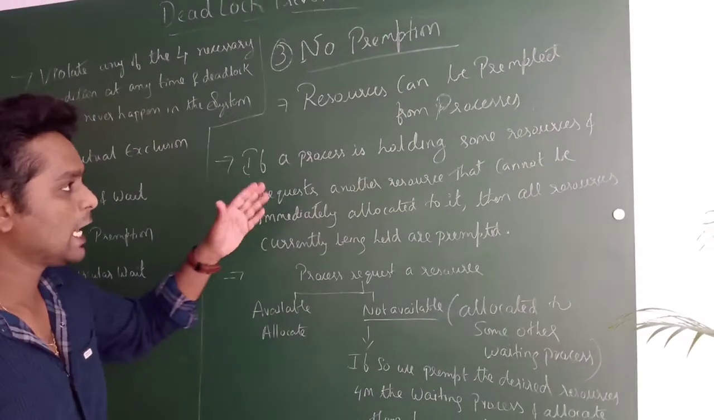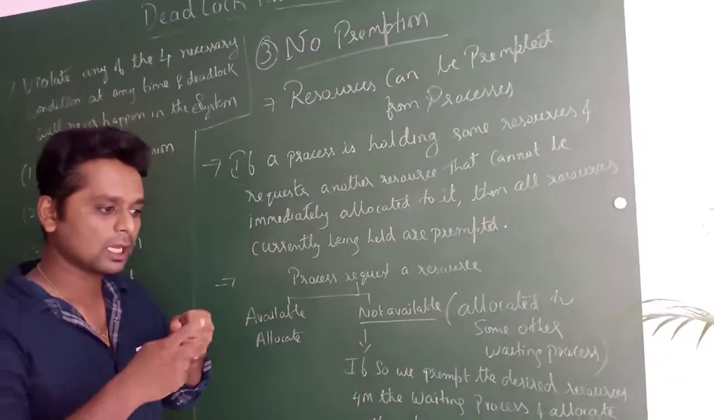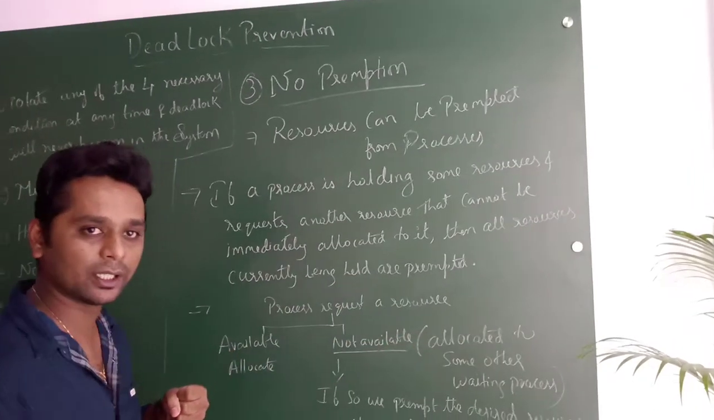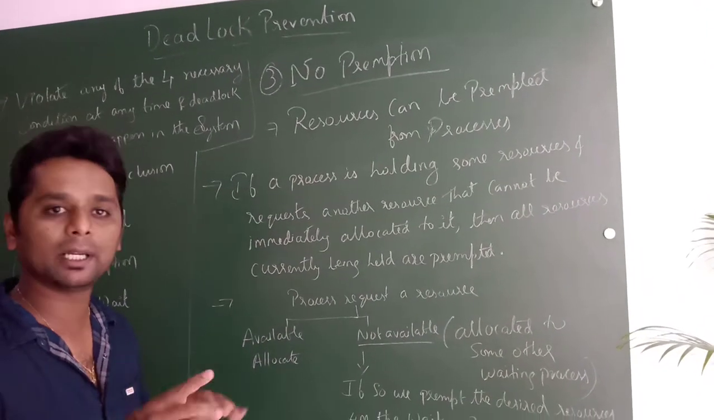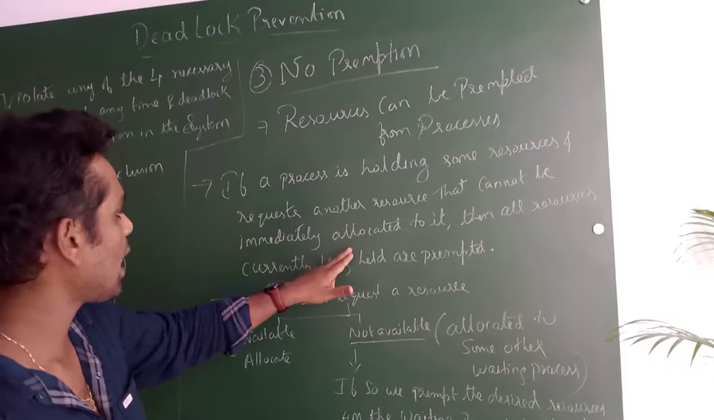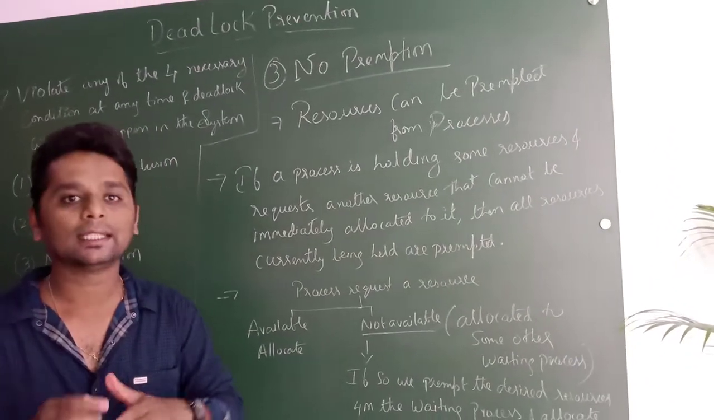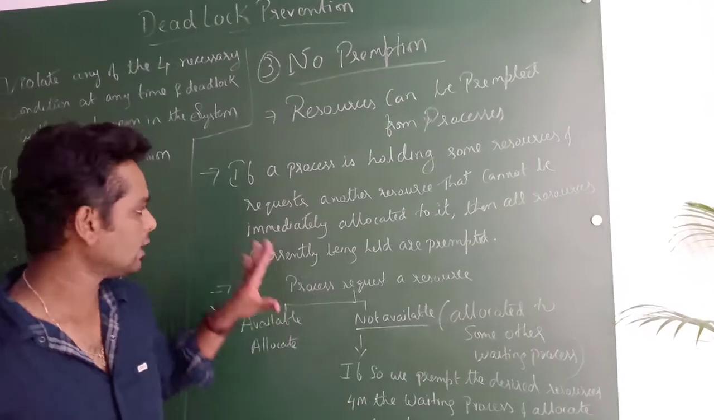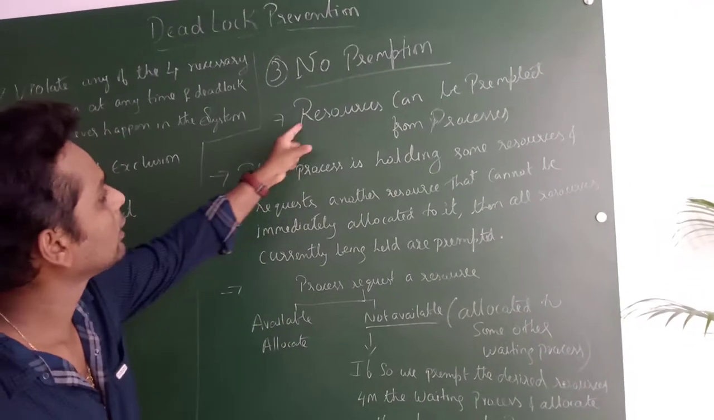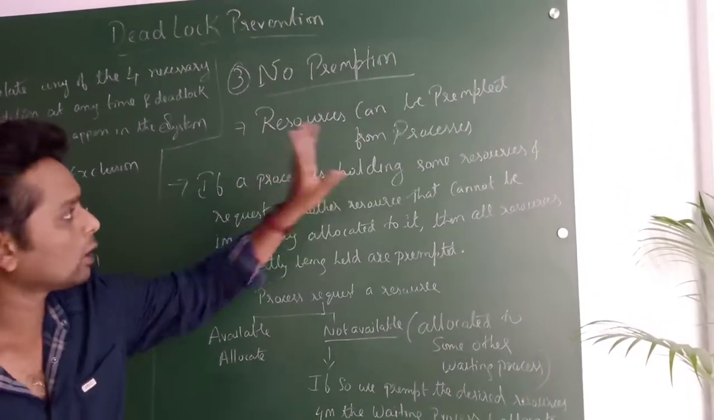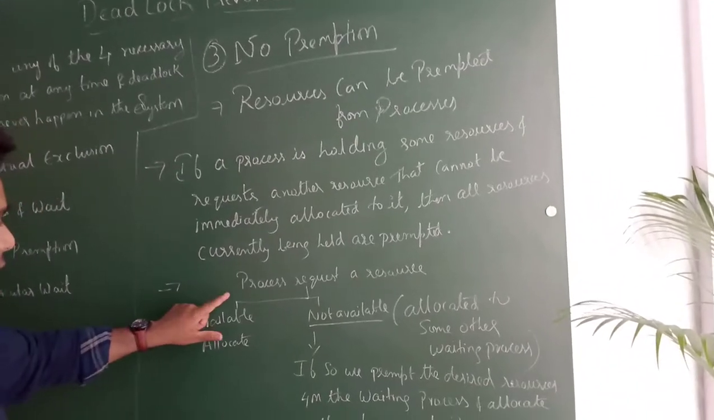So what happens is, if a process is holding some resources and it requests additional resources, but they are not immediately granted, then all the resources it has been holding will be released. That is one method you can use. You can preempt the resources from your processes.